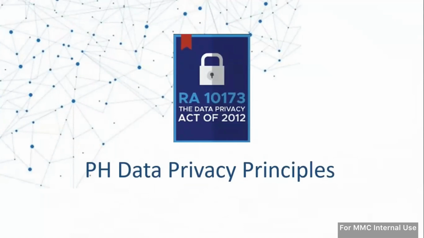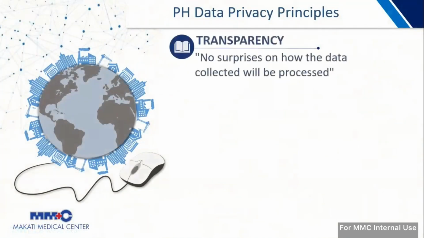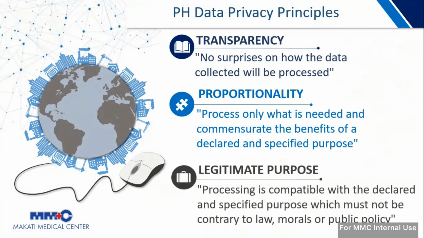PH Data Privacy Principles. Transparency: no surprises on how the data collected will be processed. Proportionality: process only what is needed and commensurate to the benefits of a declared and specified purpose. Legitimate purpose: processing is compatible with a declared and specified purpose, which must not be contrary to law, morals, or public policy.